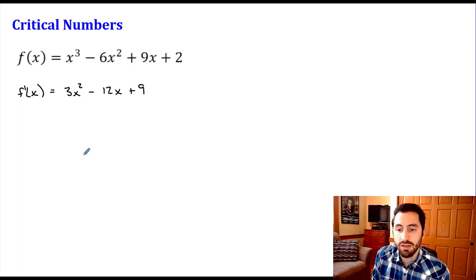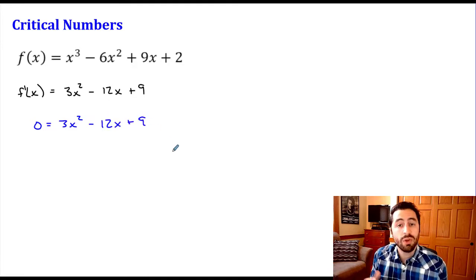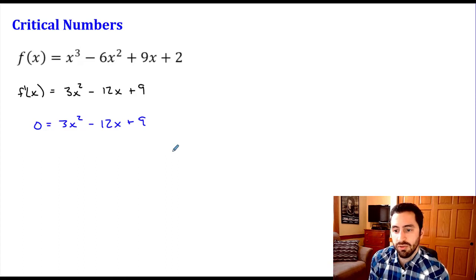So now to find our critical numbers, we're going to take our derivative and we're going to set it equal to 0. So we have 0 is equal to our derivative. In this case, because we are just dealing with a polynomial, we don't have to worry about the undefined cases. We don't have anything that would make this derivative undefined, so we only have to find where that's equal to 0.